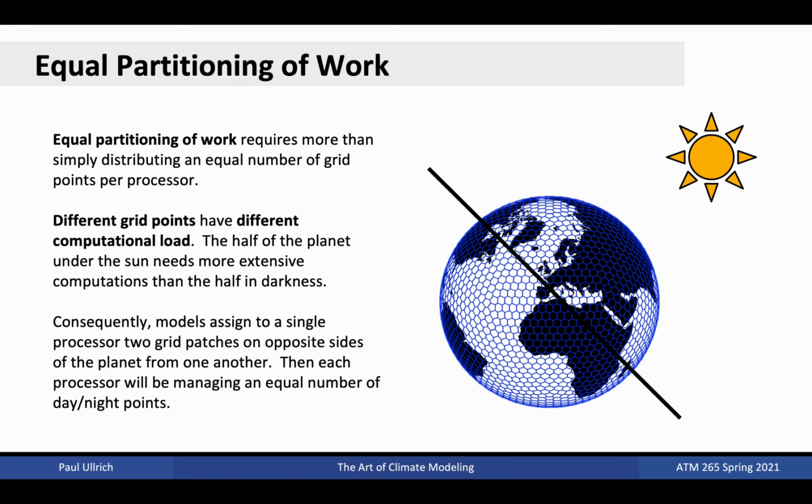One common solution to this problem is to assign to a single processor 2 grid patches on opposite sides of the planet from one another. Then each processor will be managing an equal number of day and night points, and so will have a more even distribution of work. With that said, this philosophy only really works for uniform grids. Variable resolution or regionally refined grids add another layer of complexity to this problem.